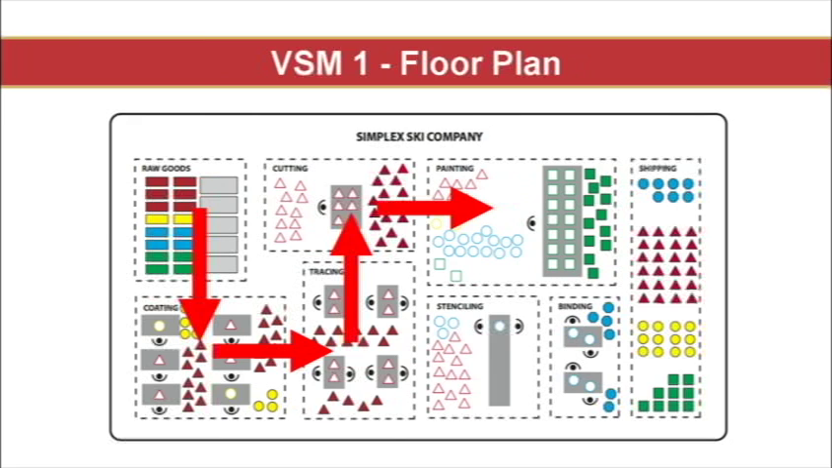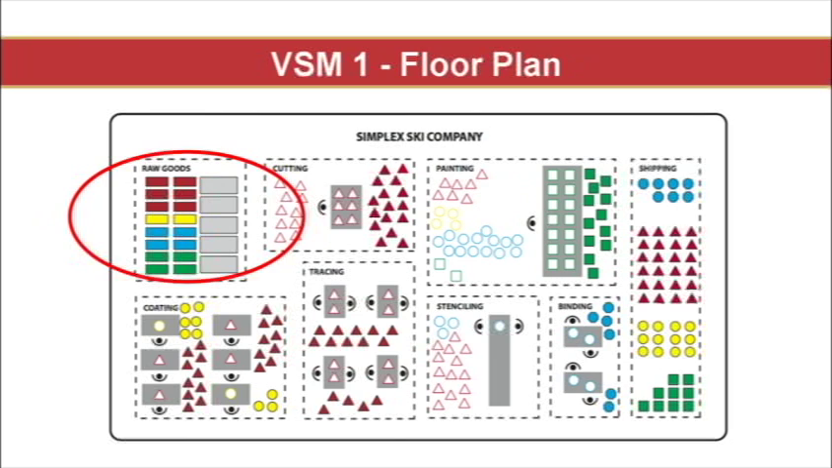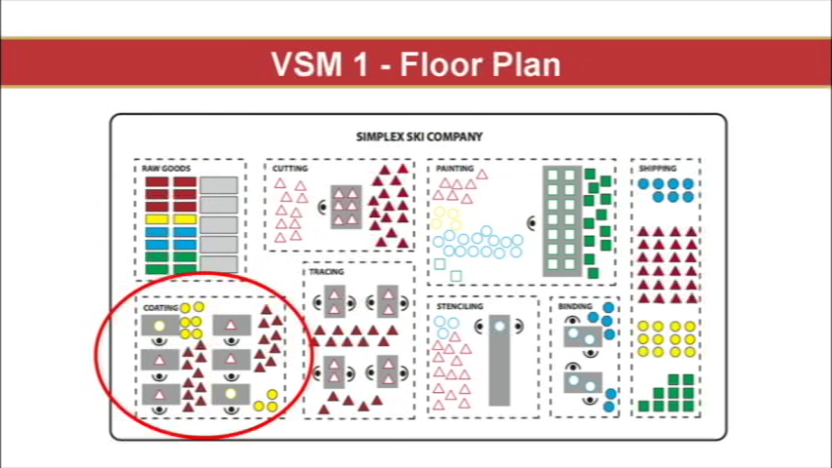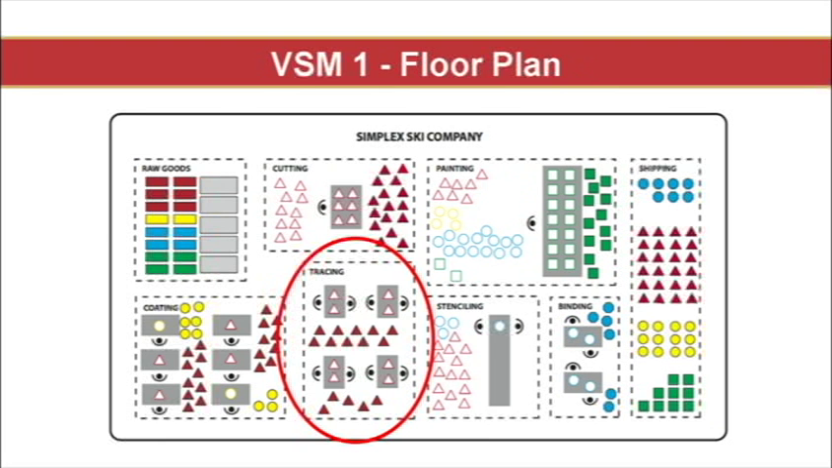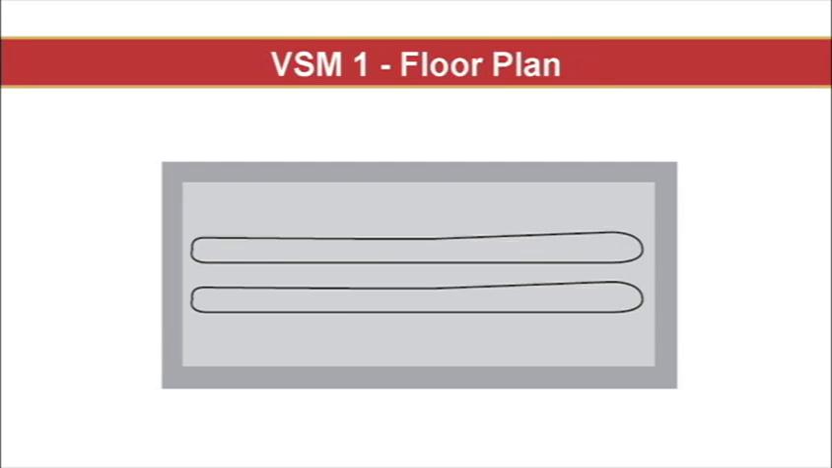The CEO has done a good job in assembling a team from each functional area to work with me on the value stream. We start in the raw material areas and walk over to the coating. This is where raw materials are coated with a primer material. Batches of coated material are then sent over to the tracing area. Operators trace out the shapes of the skis on these massive sheets.